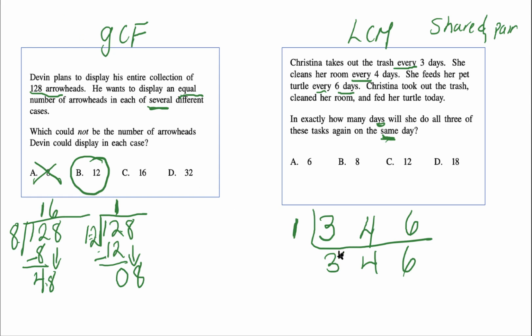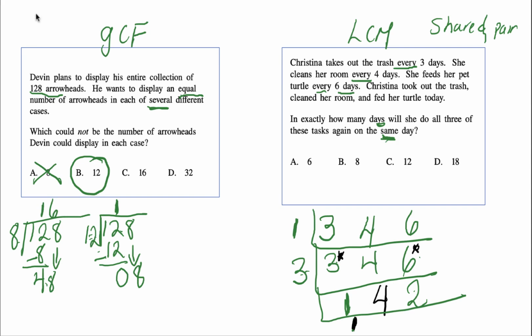So can we pair? The answer is yes. So I could pair the 3 with the 6. So what's going to happen is I'm going to bring down the 4. The 3 and the 6 I can divide by 3. 3 goes into 3 one time, and 3 goes into 6 2 times. I have 4 and 2. Those are my pairs, which means that I'm going to bring down the 1. And I'm going to divide those by 2. 2 goes into 4 2 times, and 2 goes into 2 one time.